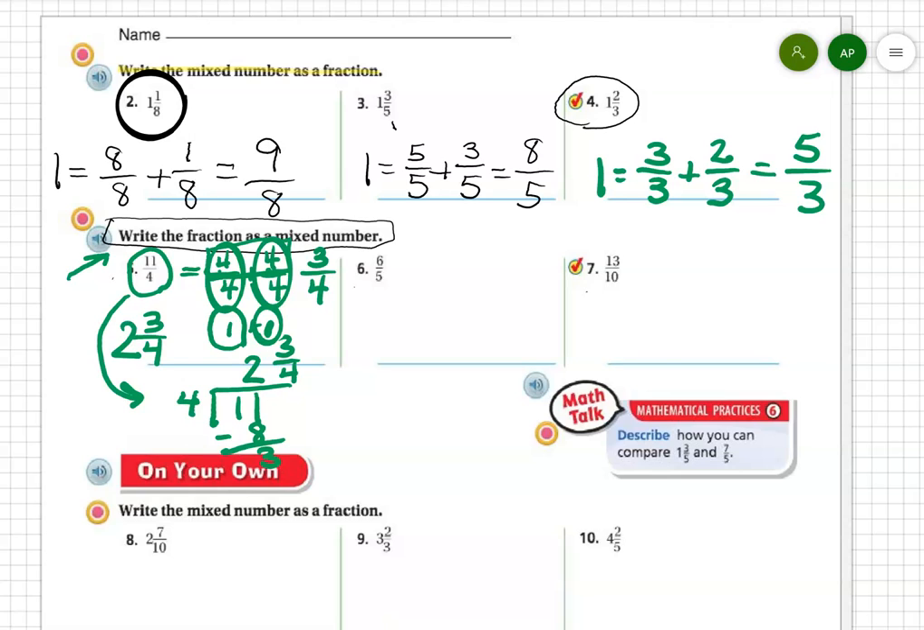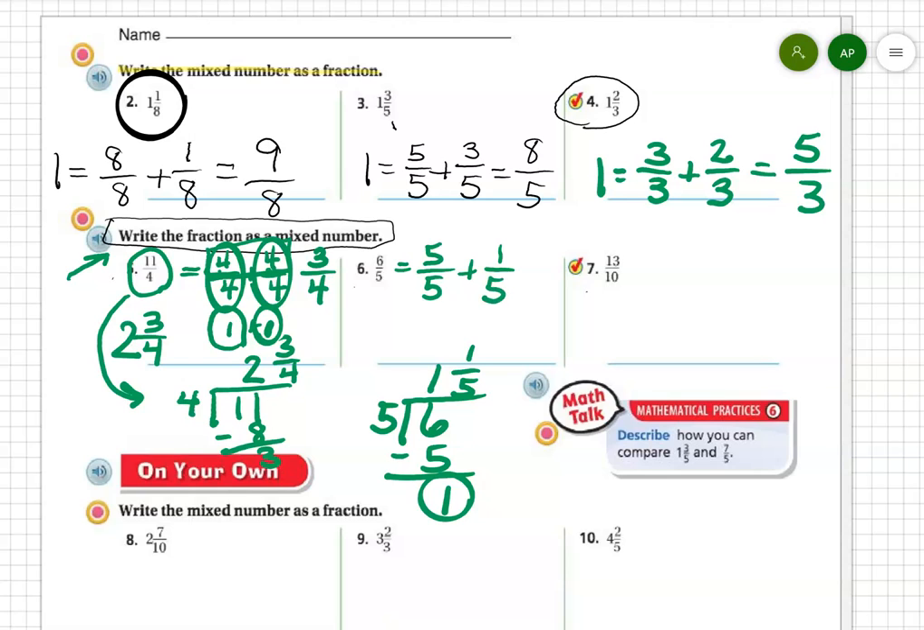Let's move on to 6/5. Again, I'll show you both ways. If I use division, I can make one group of 5 from 6. That leaves me with 1 remaining. My remainder becomes a fraction over my divisor, and that's my mixed number. Or if I think of this as 5/5 plus 1/5, which would get me back to 6/5. If I think of this as 1, I've got 1 1/5.